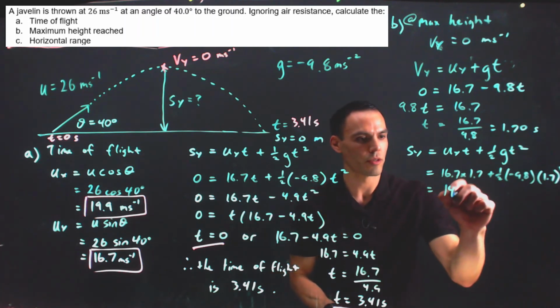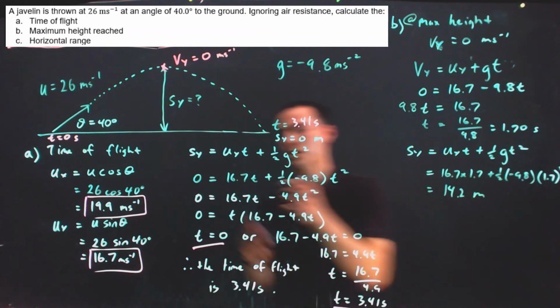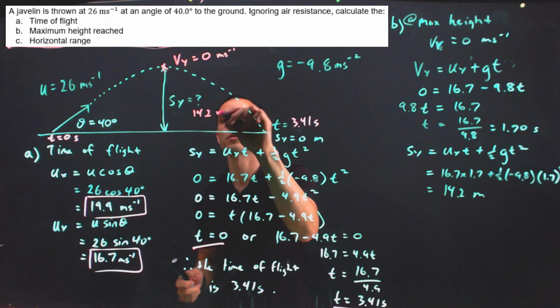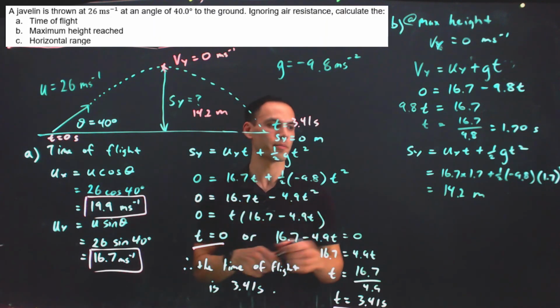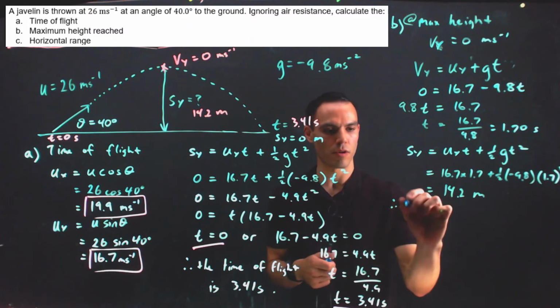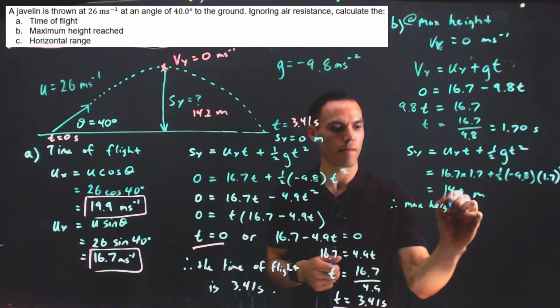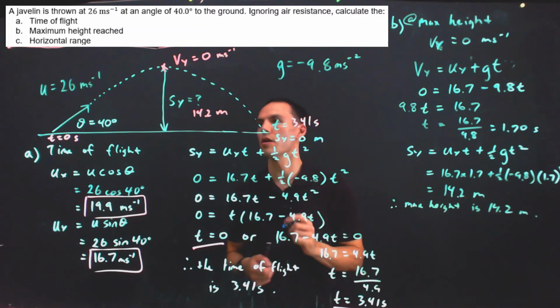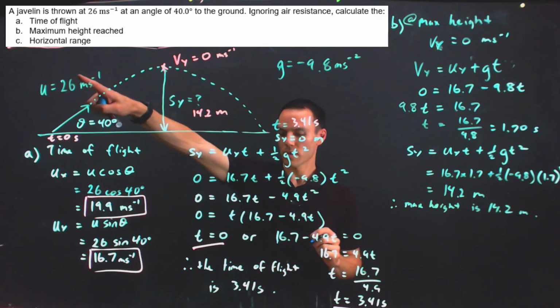about 14.2 meters. So you can annotate this now. This is 14.2 meters for that maximum height. And you can finish it off with a little concluding statement too. So therefore, max height is 14.2 meters.